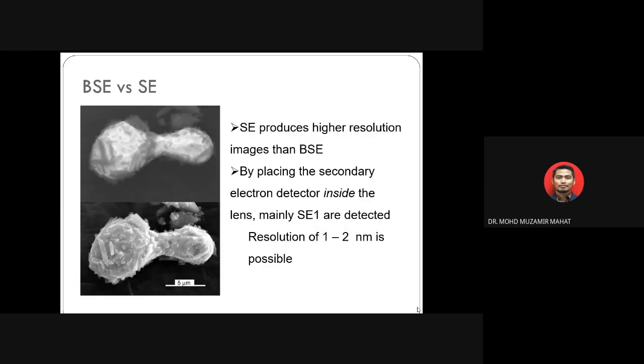Okay, how do we say this? BSE versus secondary electron, for instance, this is a comparison. Secondary electrons produce a higher resolution image than backscattered electrons. By placing the secondary electron detector inside the lens, mainly secondary electron 1 are detected and the resolution will be 1 to 2 nanometers, which is highly possible, if you can see down there.